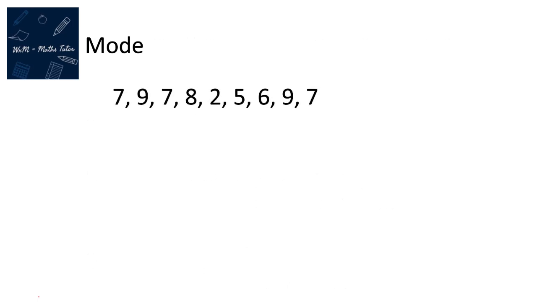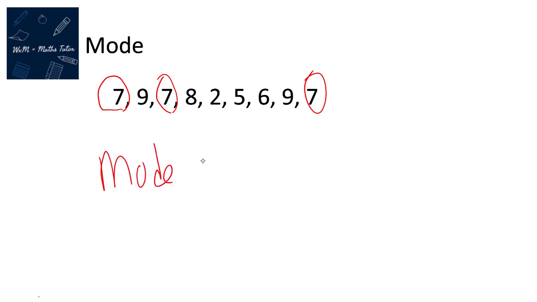So your first one, the mode. Well, we've got a set of numbers, and in that set of numbers, we will be able to see that 7 appears most often in that list. So we would simply say that the mode is 7.